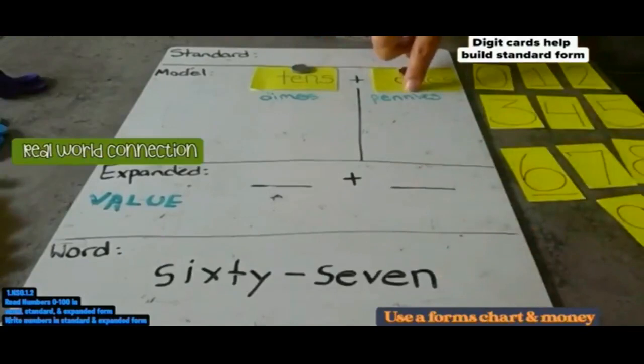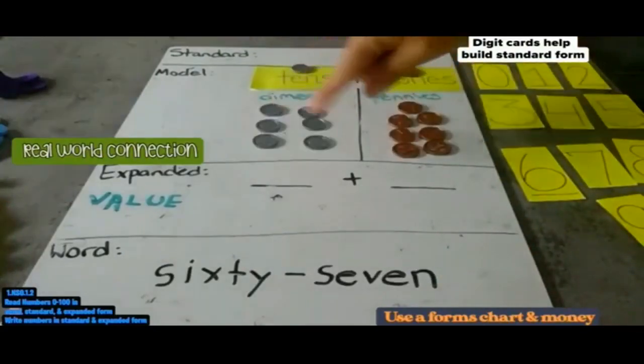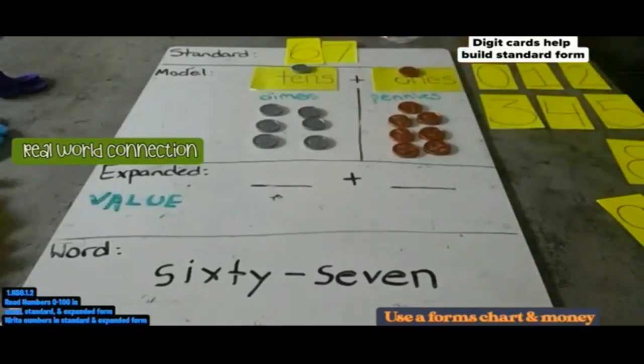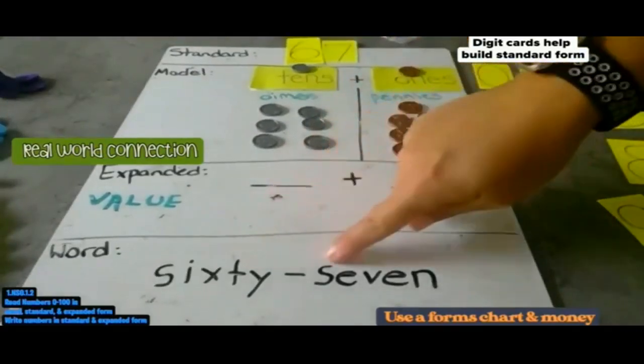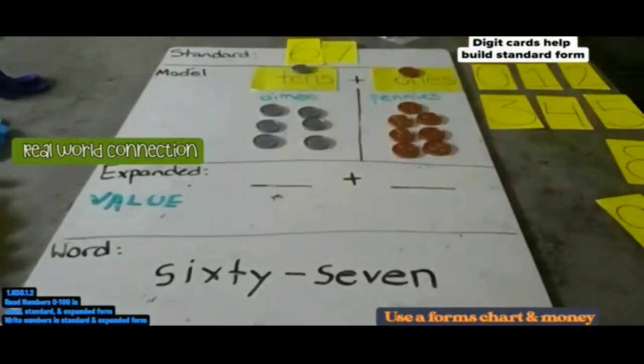Another great connection to the real world is to grab some dimes and pennies and have them build it in the model form. I've also written the connection that tens represents their dimes and their ones place would be represented by pennies.